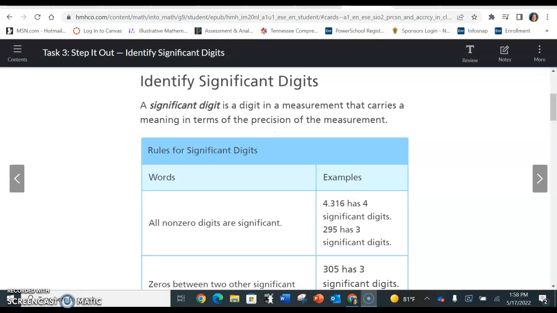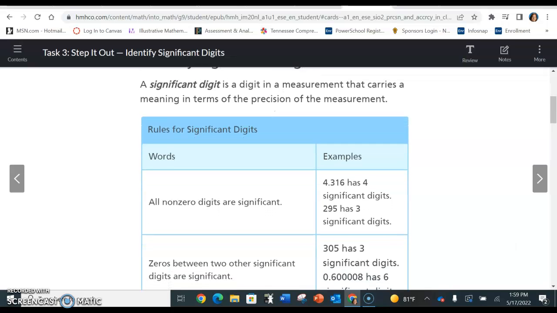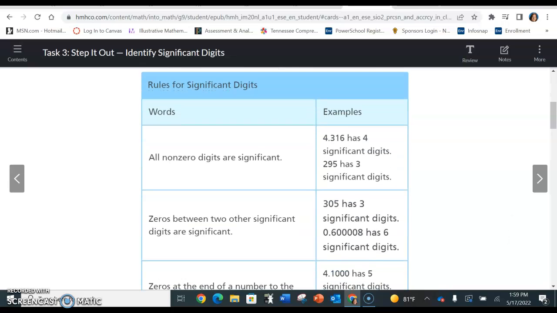Lesson 1.3, Task 3. Identify significant digits. A significant digit is a digit in a measurement that carries a meaning in terms of the precision of the measurement. Right, so that's a definition. Make sure you have that in your notes. All right, also these rules would be helpful to know as well. So your rules for significant digits.